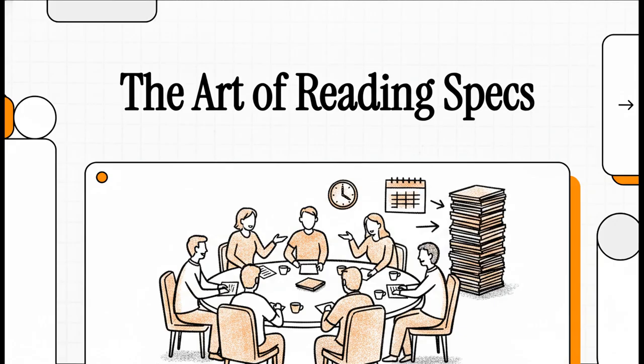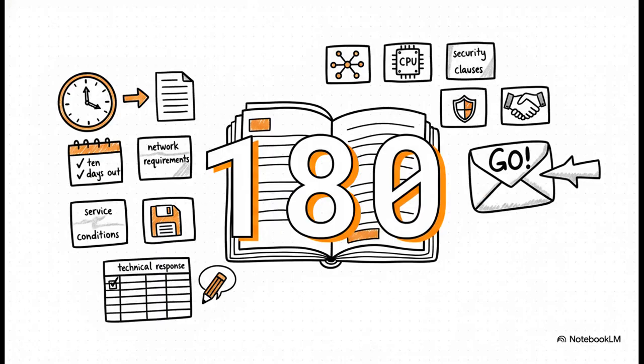You're sitting around a table with your project manager, the technical architect, the sales director, and a couple of senior pre-sales engineers. The agenda has exactly one item on it. You need to prepare a bid for a massive 180-page technical specification. The deadline for this bid is exactly 10 days out.